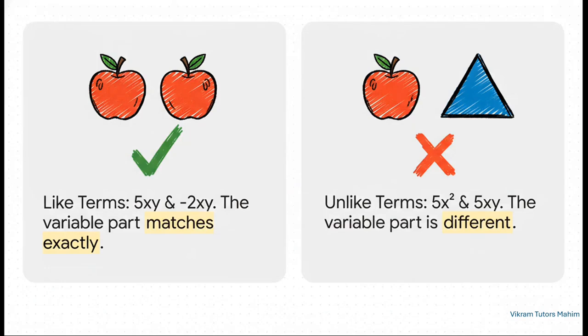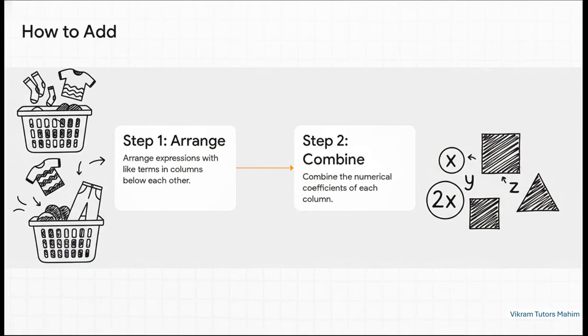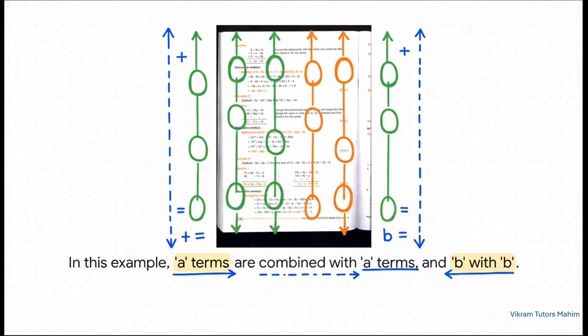Okay, this is super important. To add or subtract, you need like terms. The variables must match exactly. It's just like sorting laundry, you know? You can only combine the stuff that matches. See how lining them up vertically makes it so much clearer? It's a great way to avoid mistakes.